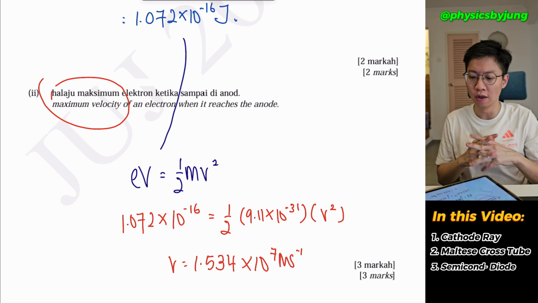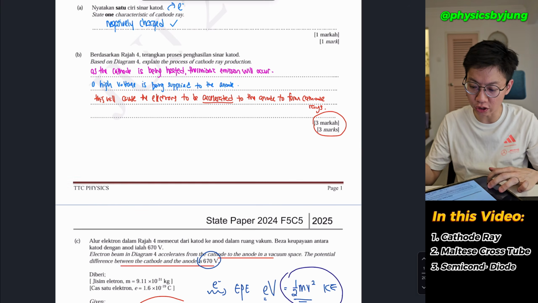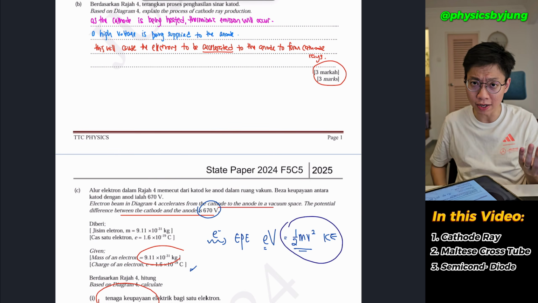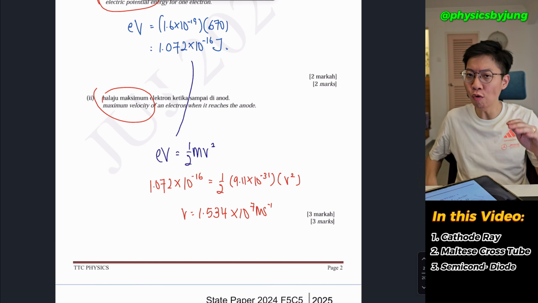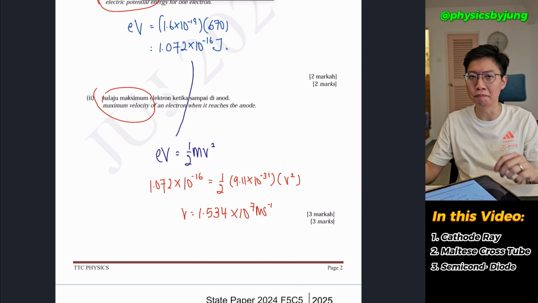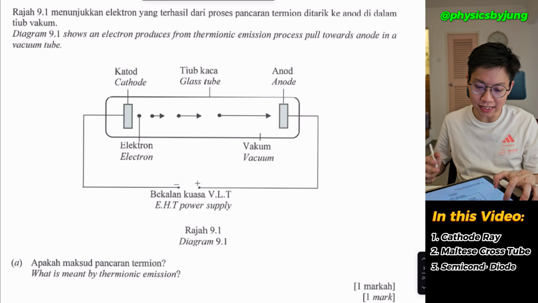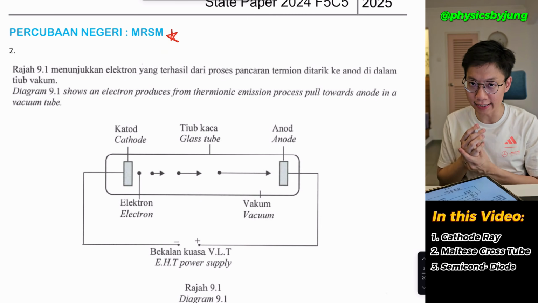Okay guys, so this question total is actually 9 marks. It's a big question, but it's very easy. It's related to cathode ray. Okay, how can a cathode ray question be more complicated? How can it be more complicated? So this is an essay from MRSM.